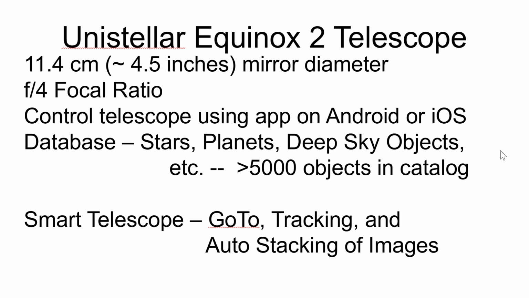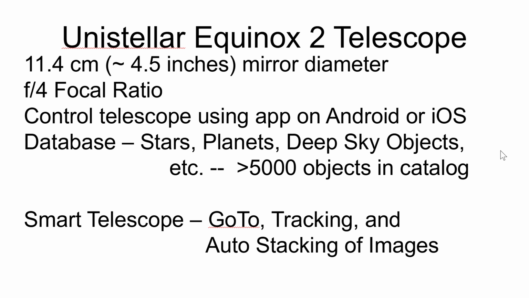It has an f4 focal ratio. F number is kind of an indication of how fast it will gather an image, and f4 is reasonably fast. You control the telescope using an app. I use Android, the phone or a tablet, but it can also be controlled with Apple products.